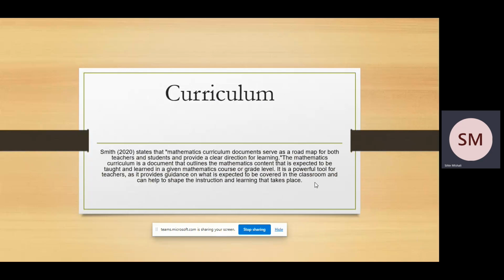And with the curriculum, when we look at the definition of the broad term curriculum, we refer to Smith in 2020, who stated that the mathematics curriculum document serves as a roadmap for both the teachers and students, and it provides clear direction for learning. The maths curriculum is a document that outlines the mathematics content that is expected to be taught and learned in a given mathematics course or grade.